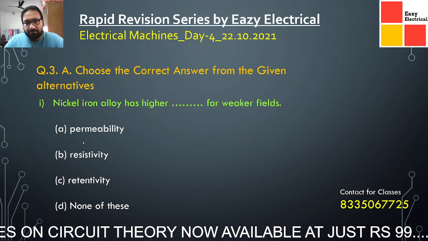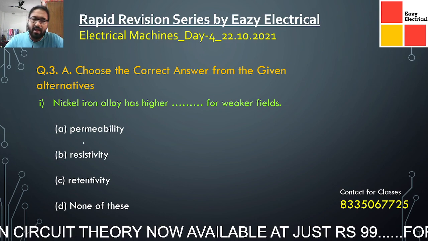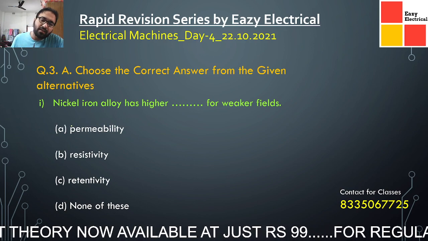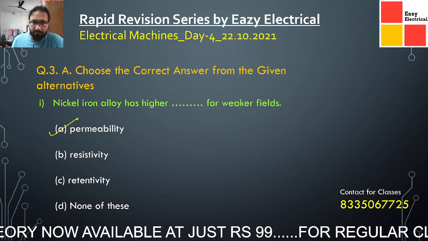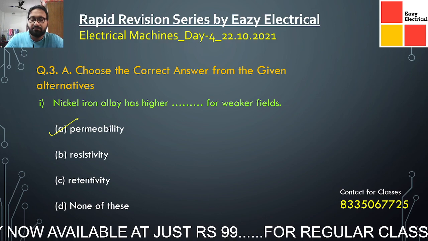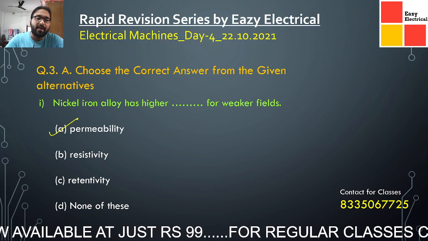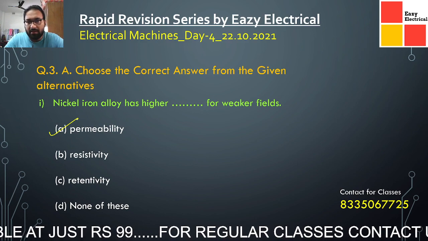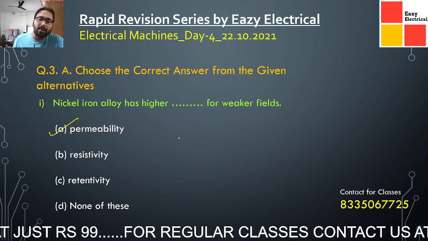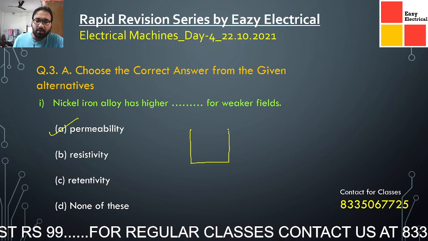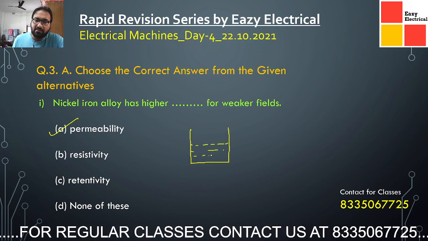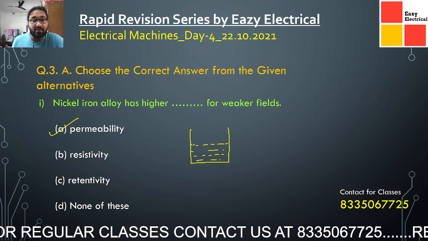Now the next question: nickel iron alloy has dash for the weaker fields. Basically it has higher permeability. Permeability stands for the amount of magnetic energy that can be stored in a magnetic field. This is the parameter based on which we decide. Suppose we have a glass of water. Now how much water can be stored in the glass depends upon the shape or the size of the glass.